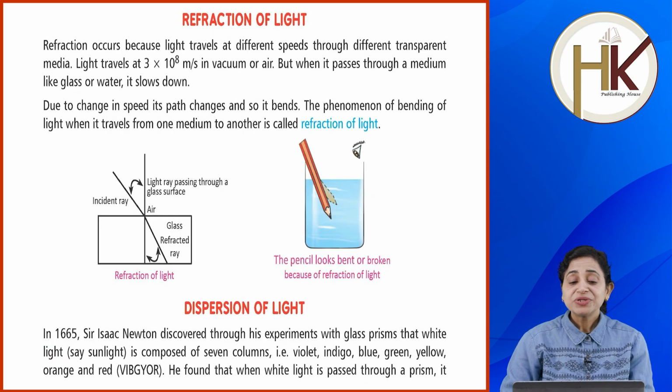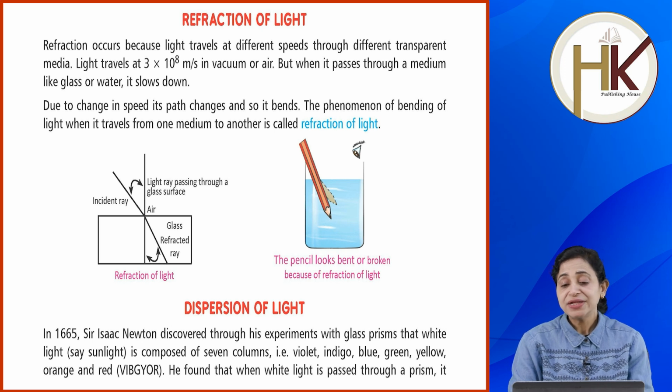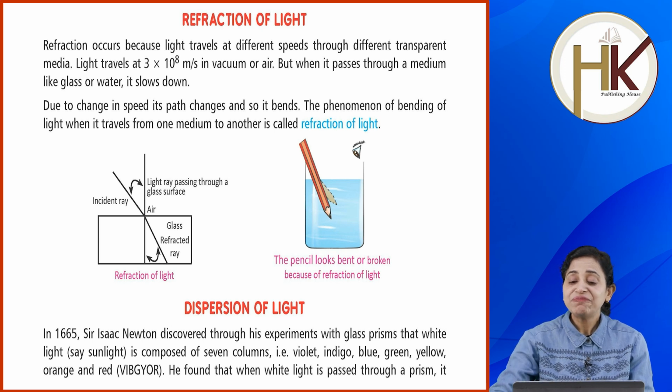Refraction of light. Refraction occurs because light travels at different speeds through different transparent media. Light travels at 3 x 10^8 m/s in vacuum or air, but when it passes through a medium like glass or water, it slows down. Due to the change in speed, its path changes and so it bends. The phenomenon of bending of light when it travels from one medium to another is called refraction of light.